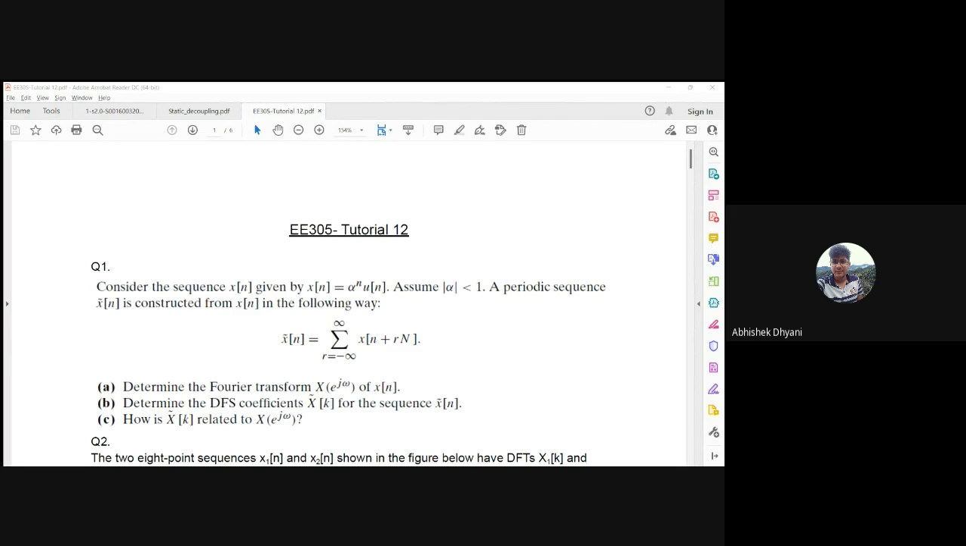So is the PDF file visible to everyone? Yes, sir.